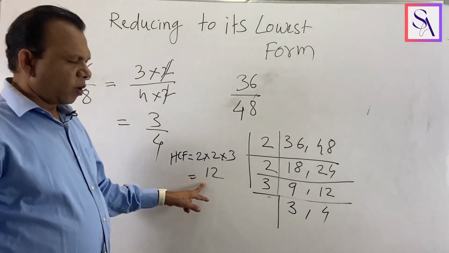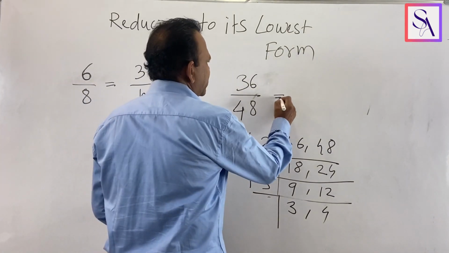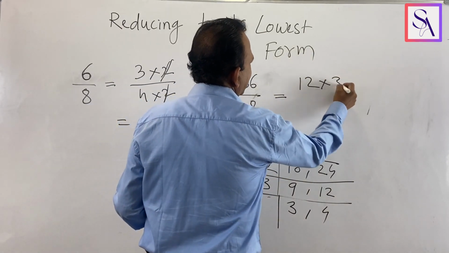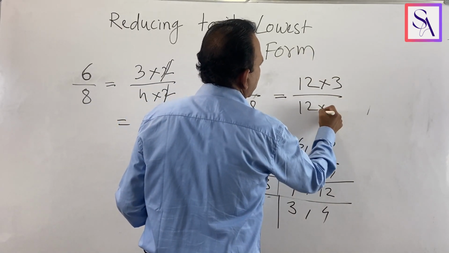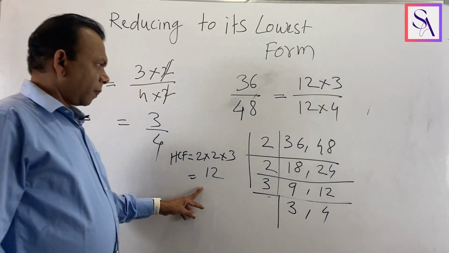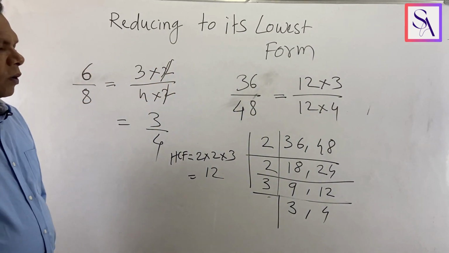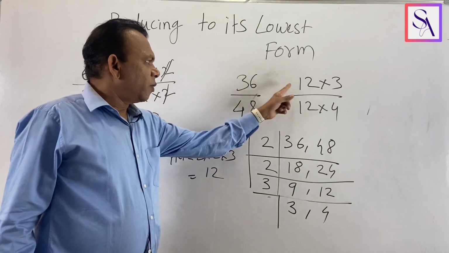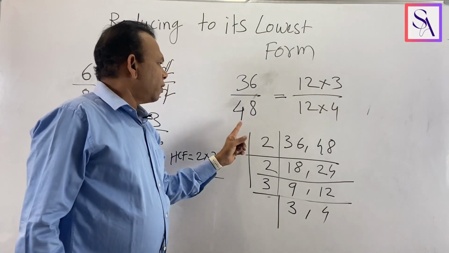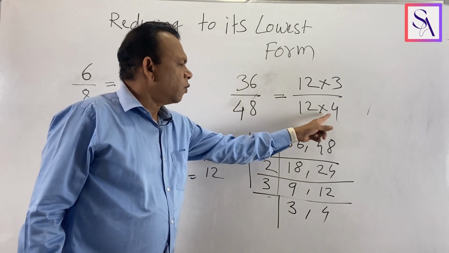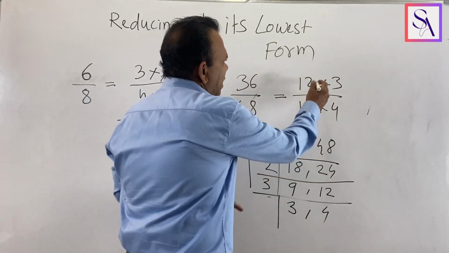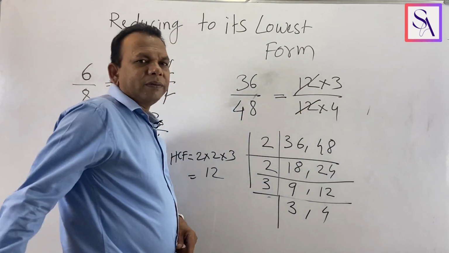So HCF is 12. So can I write this 36 by 48 like this, 12 into 3, 12 into 4. So why did I find the HCF? To factorize 36, 12 into 3. To factorize 48, 12 into 4. Why am I taking 12 common? Because I am going to cut this 12.